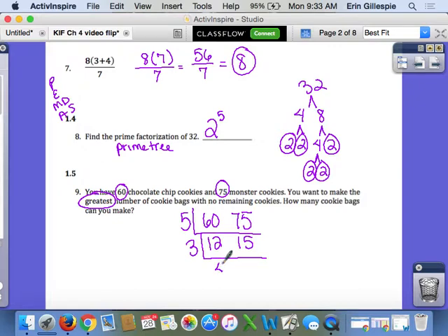3 divides into 12 4 times. 3 divides into 15 5 times. Is there a number I can divide into 4 and 5? Well, other than 1, no. So remember, GCF is your numbers on the side multiplied together.